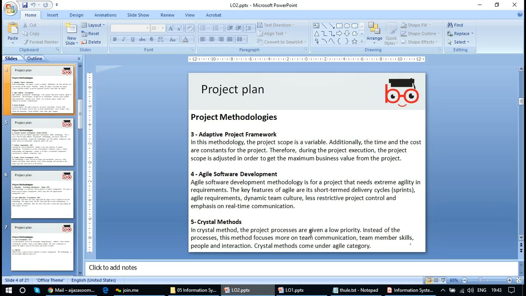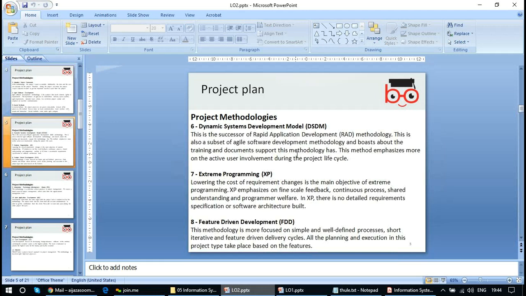Then crystal methods, where project processes are given a low priority. So in the crystal methods, you give less priority to the process. Instead, you follow the method based on what the team communication says. So more on the team communication and team member skills, what skills the members have. For example, if some developer is good at a particular area, then let them work, and then you come to the actual process.